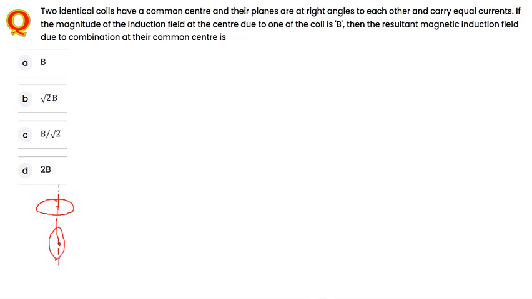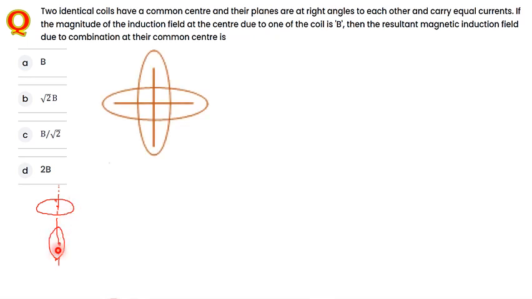Okay, now go through this one. Two identical coils, both similar like this coil. Both are similar here and have a common center. So this is having a common center. Both the coils are at right angles together, and their planes are at right angles to each other. This one is the horizontal plane, and in this case this one is the vertical plane. Vertical and horizontal planes are at right angles to each other and carry equal current. So here both are having equal current.